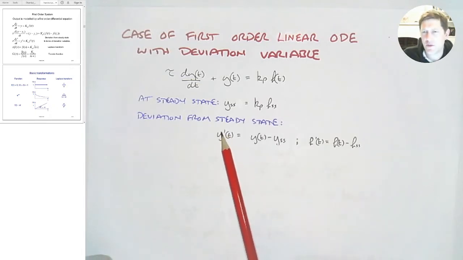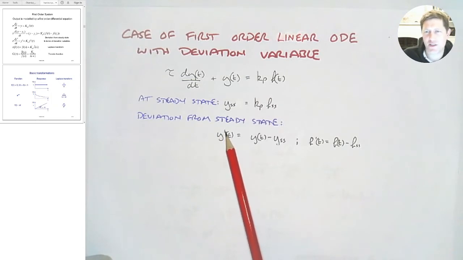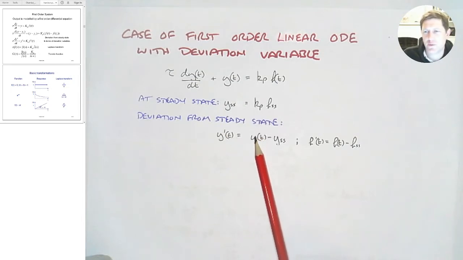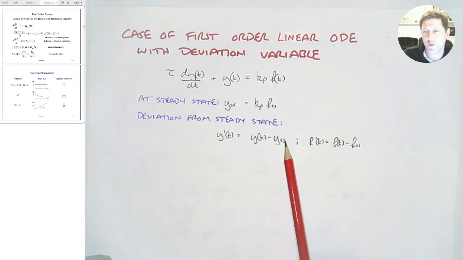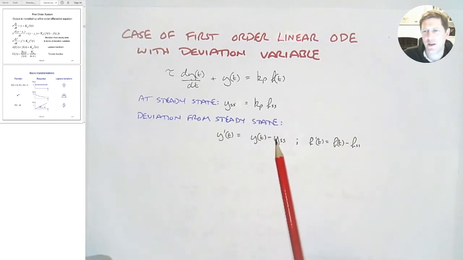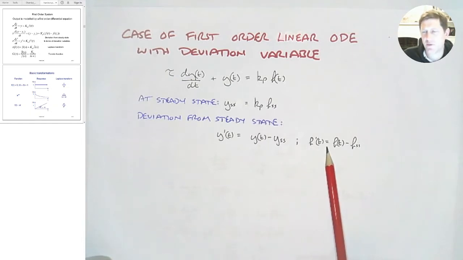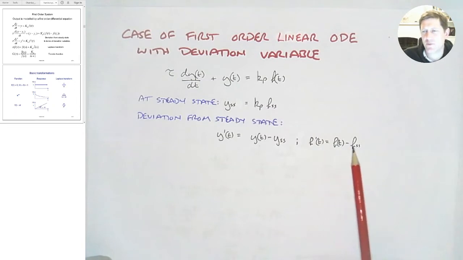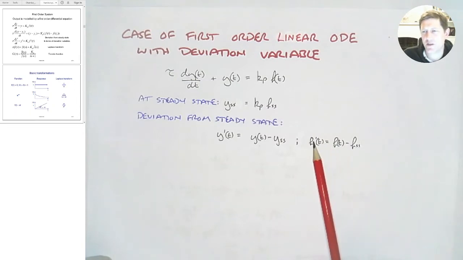So we're going to give the term y a dash just to indicate that this is the deviation variable. So the deviation variable y' is going to be equal to y(t) minus yss. So that's the difference between the actual value of y and the steady state value of y. And likewise, we can say the same thing for the input f. The deviation of f from the steady state value is called f'(t).